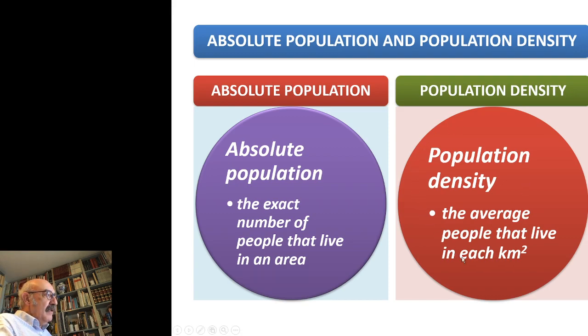But population density, this is a division between the number of people and the surface of the area. Population density is a division, and this is the average people that live in each square kilometer. For example, in Madrid there is a population density that is higher than in Castilla y León. Why is it? Because the population of Madrid, if you divide it into the surface of Madrid community, gives as a result a number that is higher than if you do the same with Castilla y León or Castilla-La Mancha or Extremadura. Very good, very good.